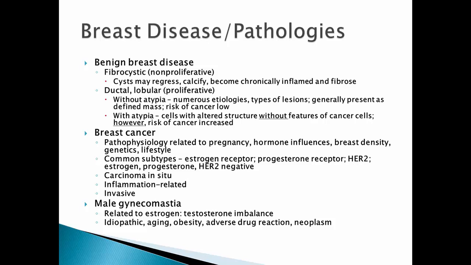With breast cancer, when we're looking at pathophysiology, we know that some of the influences include pregnancy, hormones, breast density, genetics, and lifestyle. We're going to go over each one of those in just a bit. We know that we also have some fairly common subtypes, and they tend to be related to receptors or factors. Estrogen receptor and progesterone receptor cancers are two of the very common subtypes. There is also, however, an HER2 positive subtype. And HER is human epidermal growth factor.